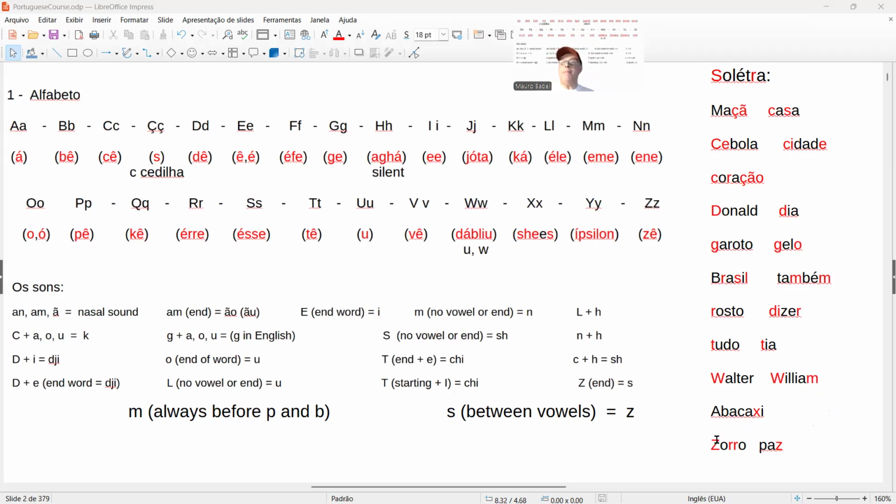How about this one? A, B, B-A, ba. And this, C-A: is it Sa or Ka? Look at that. C-A, Ka. So it's abacaxi.